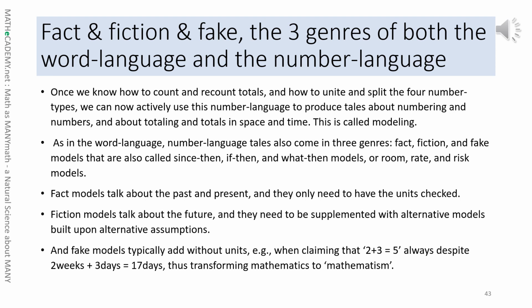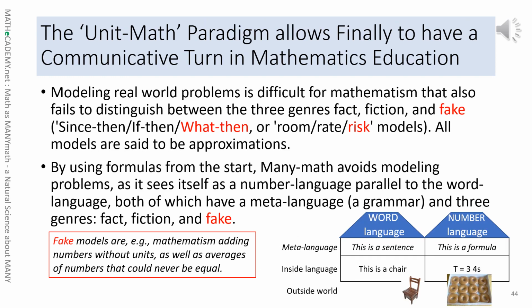Fact models talk about the past and present, and they only need to have the units checked. Fiction models talk about the future, and they need to be supplemented with alternative models, built upon alternative assumptions. And fake models typically add without units, for example when claiming that 2 plus 3 equals 5 always, despite 2 weeks plus 3 days equals 17 days, thus transforming mathematics into mathematism. The unit math paradigm allows finally, to have a communicative turn, in mathematics education.